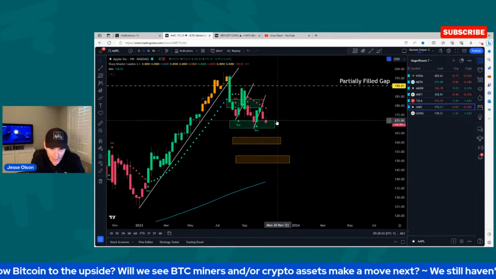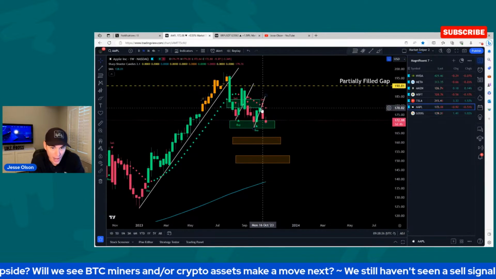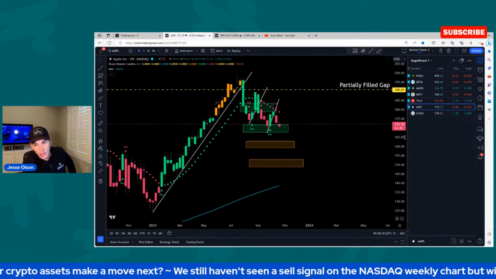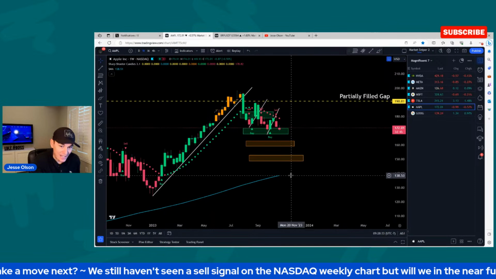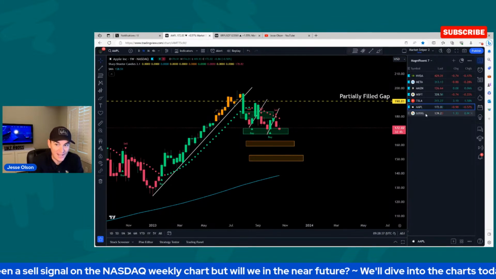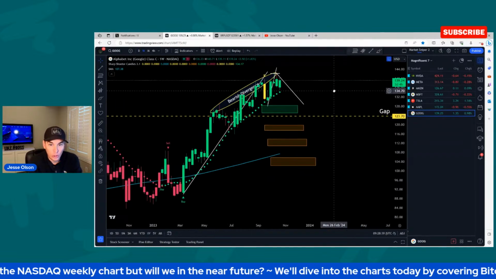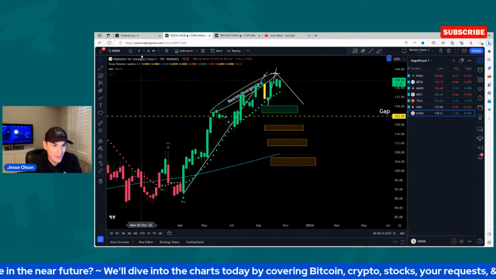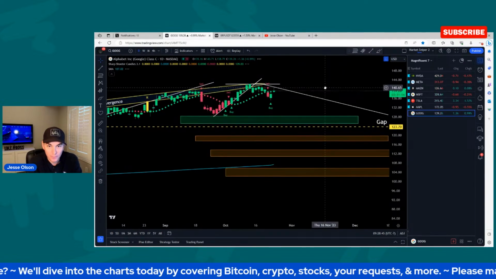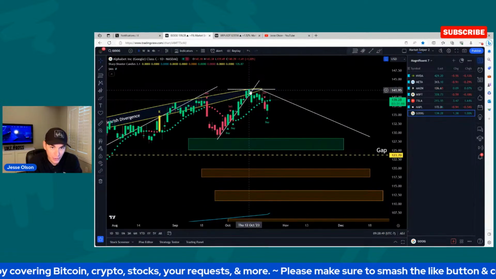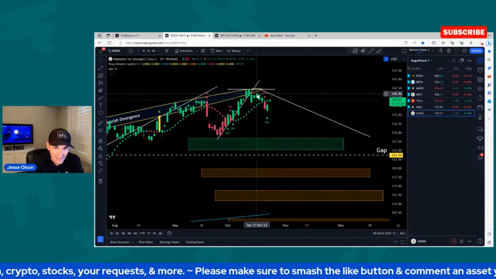Apple, right? Continuing to make lower highs, continue to make lower lows. Still bearish on Apple. Has not retested the 200-week moving average yet. Will it retest it at some point? Google still holding on strong. Had that bearish divergence, right? Let's zoom in on the daily chart. So if we look at the daily chart here, had that bearish divergence, right? This could be that sneaky lower high.